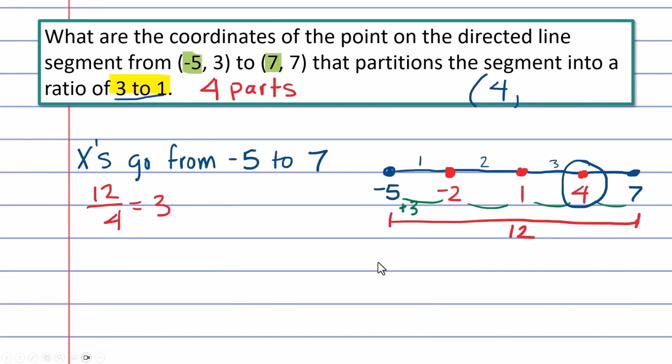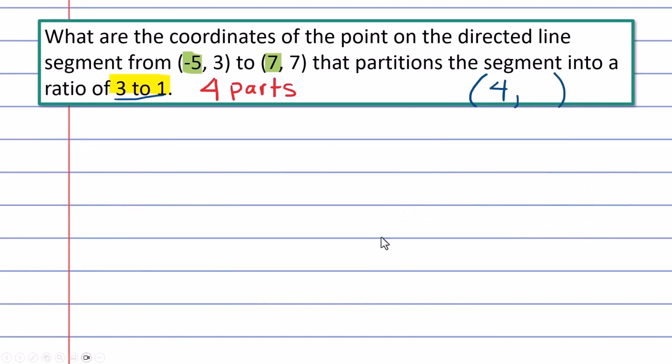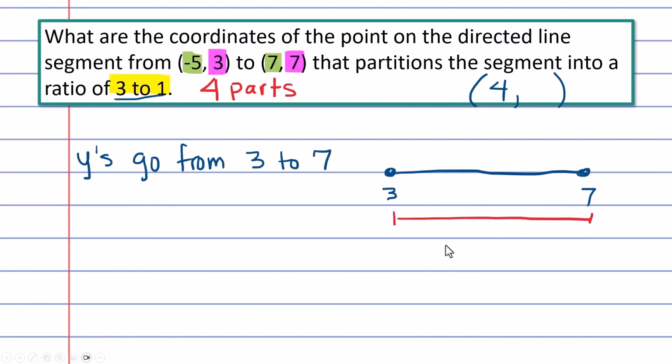We're done with that. We're going to repeat that process for the y coordinates. Clear off my space. My y's are going from 3 to 7. Well, how far is that? Well, that's 4 units. Easy, right? 7 minus 3 is 4. I need to split 4 into 4 parts. That means each one is worth 1. So 3 plus 1, that's going to be 4. Add 1. We get a 5. Add 1. We get a 6.